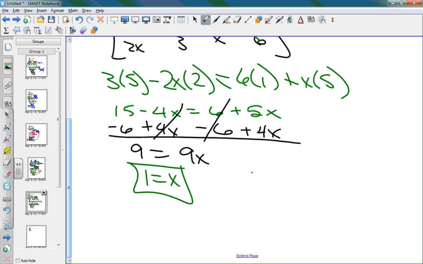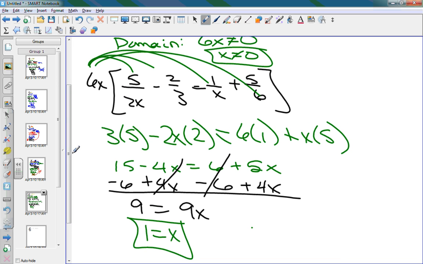So now, folks, is that in my domain restrictions? No. Is it legit? Yes, that is my answer. Do we understand that? Yes? That was the easy one.